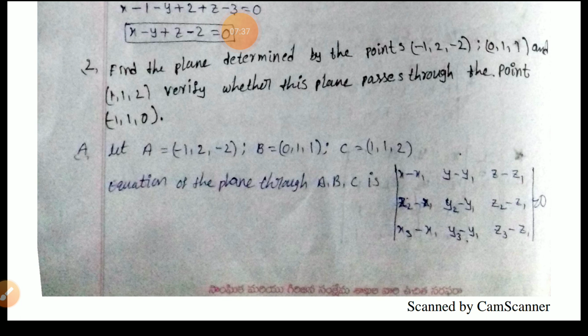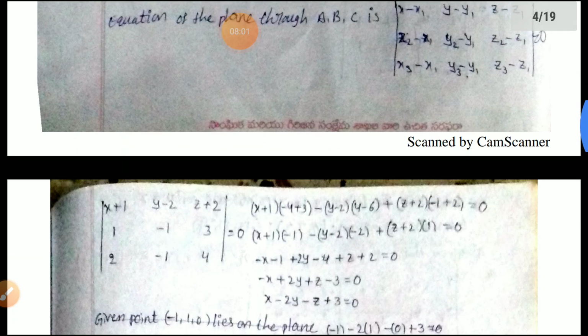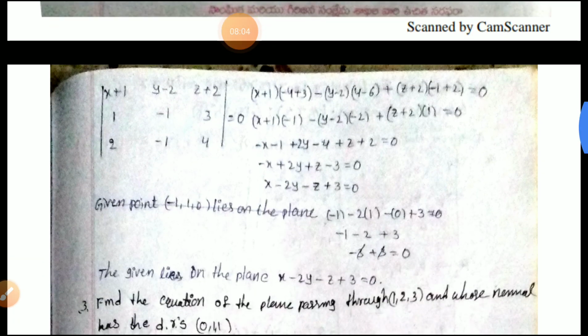Now everybody knows that the equation of the plane passing through three given points is given by the determinant equal to 0, wherein the first row will be x - x1, y - y1, z - z1. The second row will be x2 - x1, y2 - y1, z2 - z1. And the third row will be x3 - x1, y3 - y1, z3 - z1, equal to 0. Using these points and finding the determinant, we can find the equation.